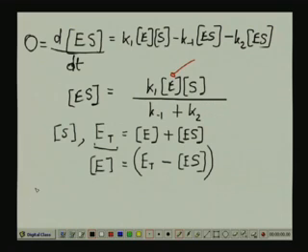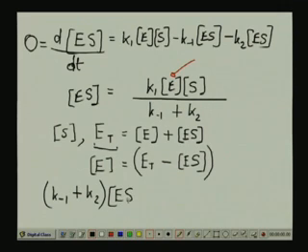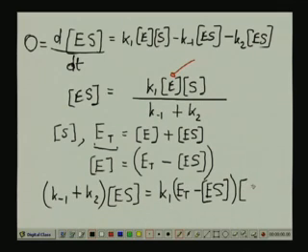So if we do that, what do we get? We get k minus 1 plus k2 ES is equal to k1 ET then minus ES, that is what I have, right? So what can I now do? I have another expression for ES here which I can take over onto the left hand side, right?